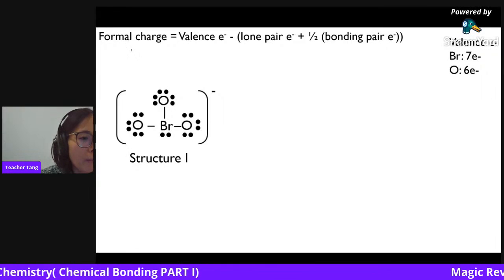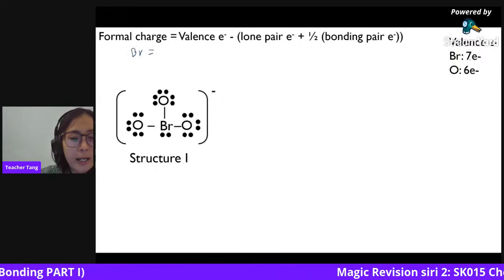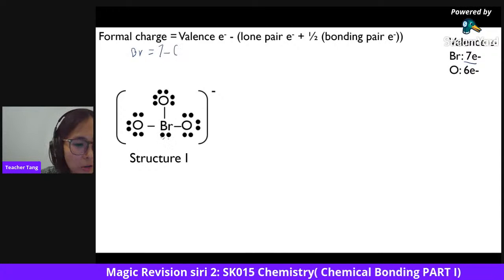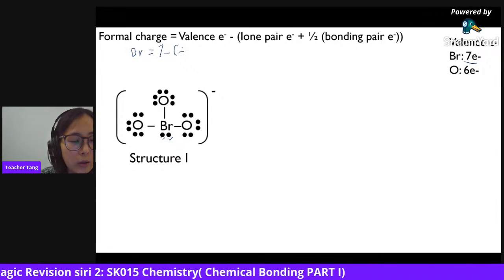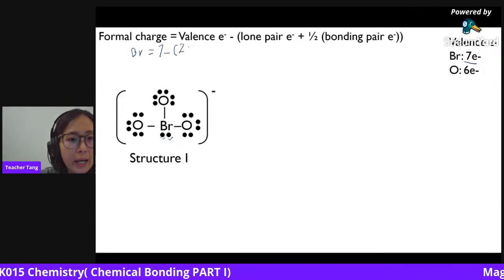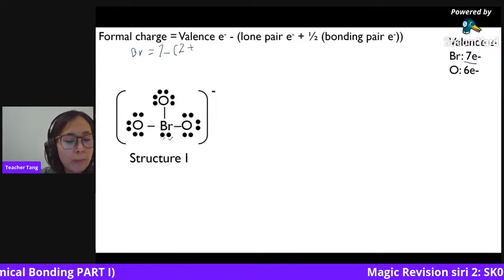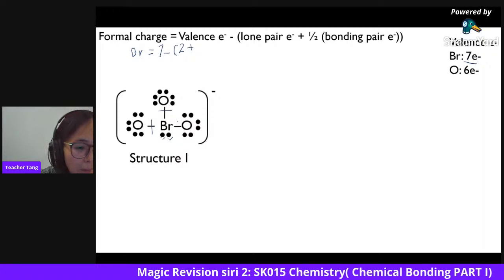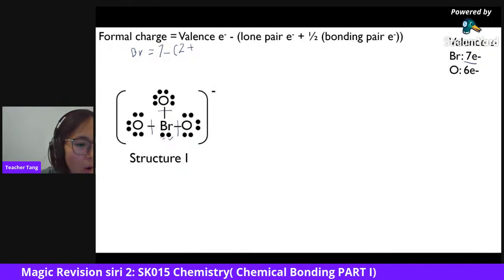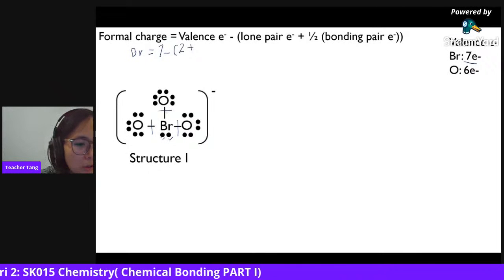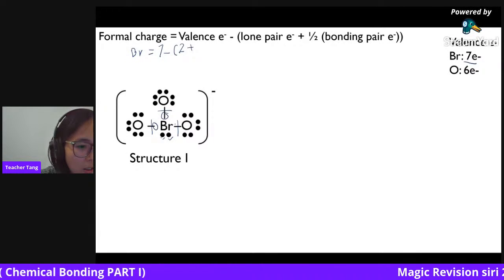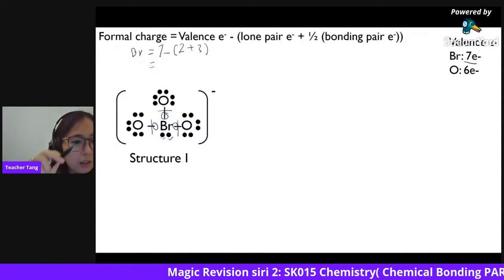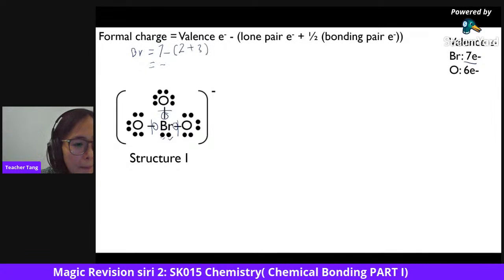So for bromine here, again, 7 valence electrons. The lone pair electrons, there are 2, so minus 2, plus half the bonding pair electrons. Remember, we cut the bonding pair electrons in half and only count the electrons that belong to the bromine, and here is 1, 2, 3. So it's 3. This gives the formal charge on bromine as +2.